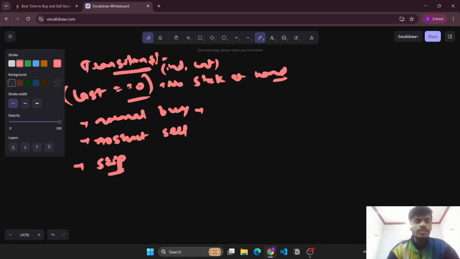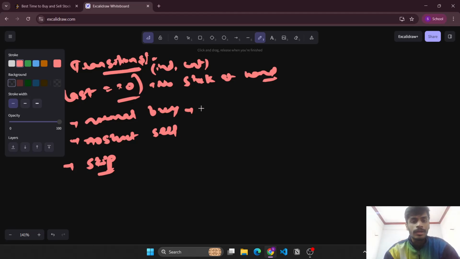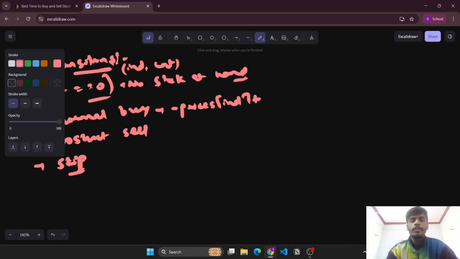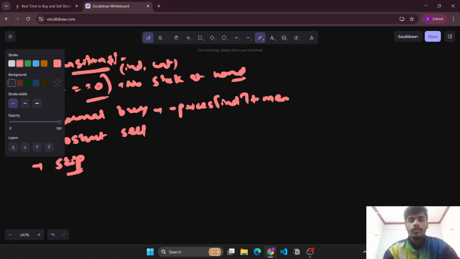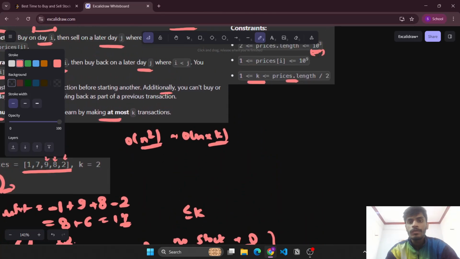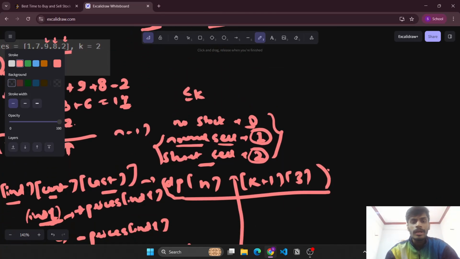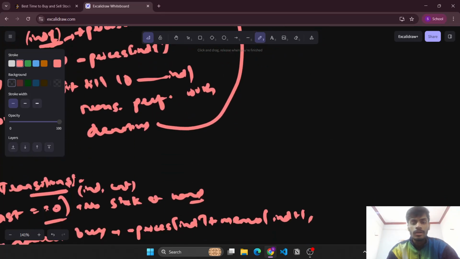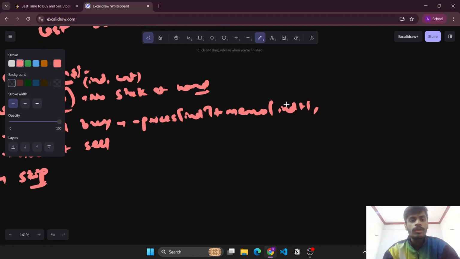In this case, since we are doing a normal buy, that means we are paying something. So if we are paying something, the result will be simply what? It will be minus prices of index, plus we'll be calling the memo function for further values. The memo function will move to index plus 1. Since we have done a normal buy, the last will be denoted by the value 1, because now we need to do a normal sell. So index plus 1, and the count will still remain the same.